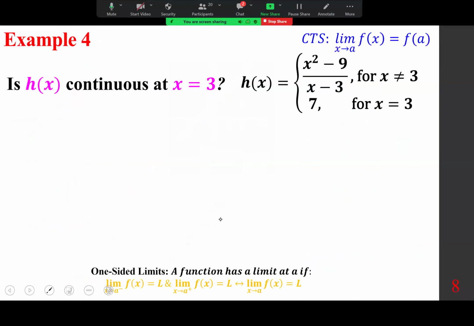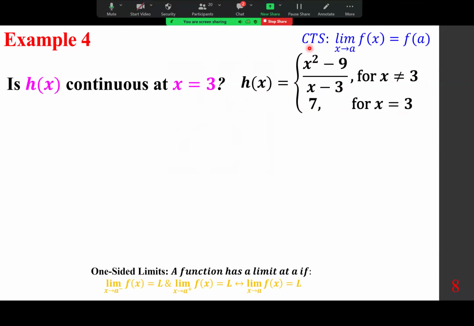Let's look at this example. Is h of x continuous at x equals 3, where h of x is defined as x squared minus 9 over x minus 3 for x not being 3, and h of x equals 7 for x equals 3? So why are we looking at x equals 3?